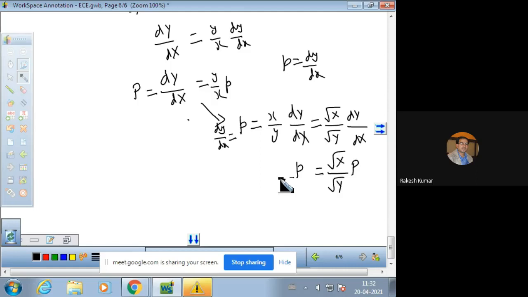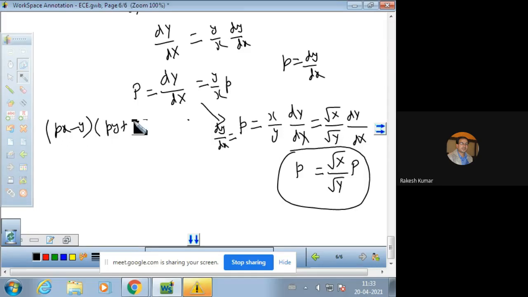Now the given equation becomes, using the value of small p in the given equation. The given equation was px minus y into py plus x is equal to 2p.